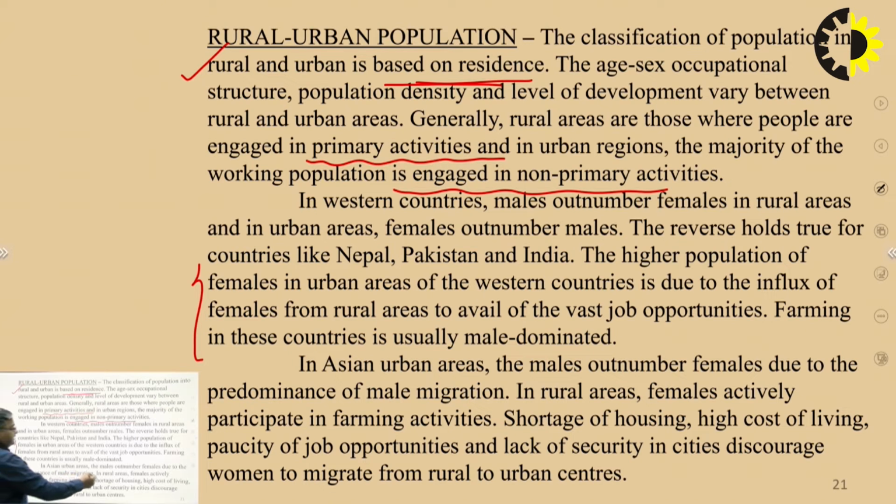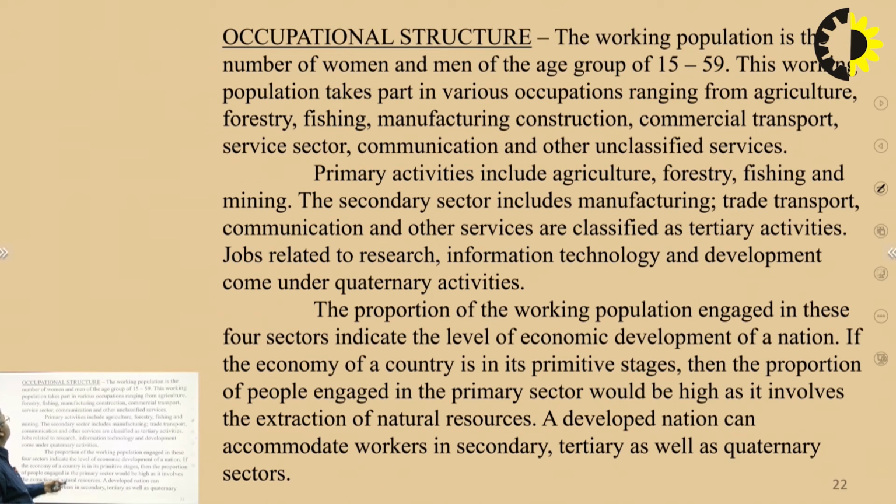In rural areas, females actively participate in farming activities. Shortage of housing, high cost of living, paucity of job opportunities, and lack of security in cities discourage women from migrating from rural to urban centers. That creates an imbalance in the occupational distribution of the population as far as agricultural activities are concerned.